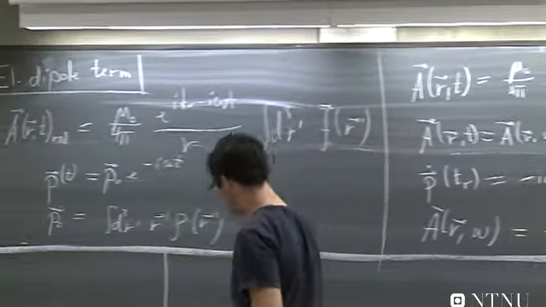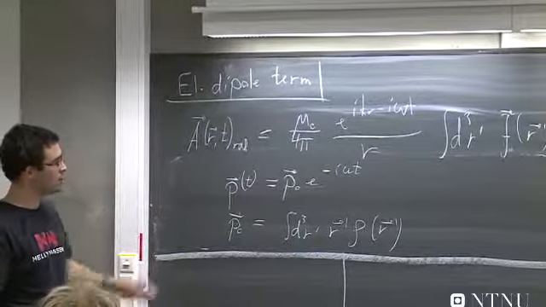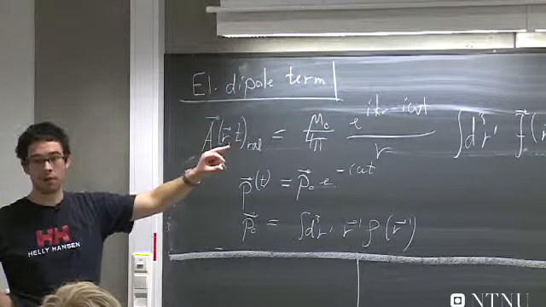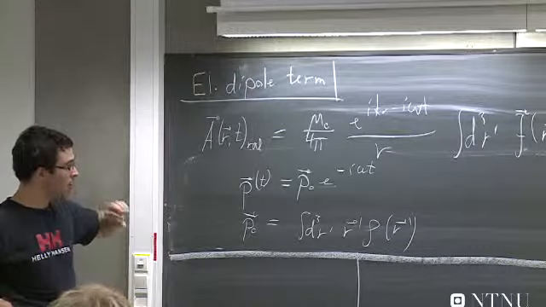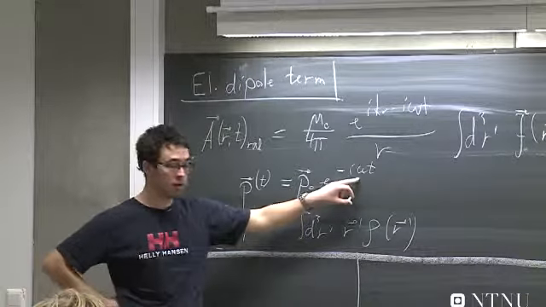Okay, so the question is what happened over here? We start out with this integral. That's the first term in the expansion over there. And now I just remind you that p of t is p naught, a vector, times e to minus i omega t.